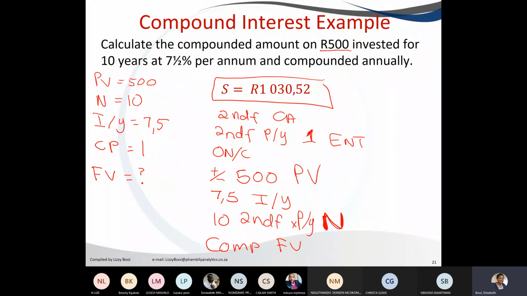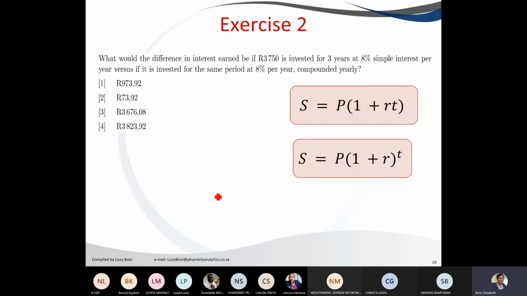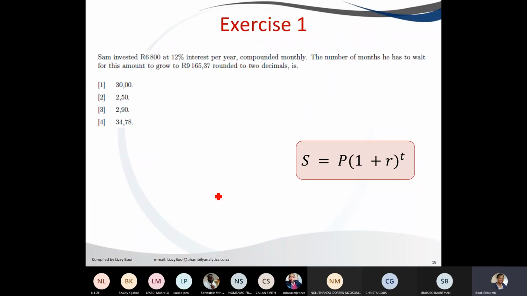Now, there are other things that I haven't mentioned and I want to mention them now while this is still fresh. Let's say you need to compute N. If you want to compute N and your compounding periods are different to the years that they want. Let me just check if we do have a question that looks like that, that calculates the N. There we go. This is a good example.